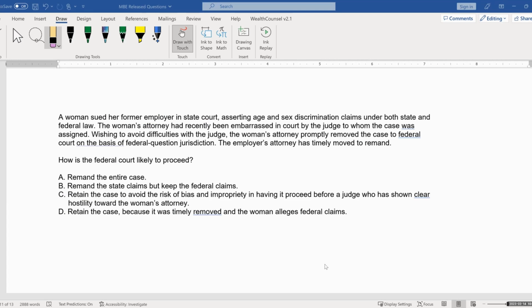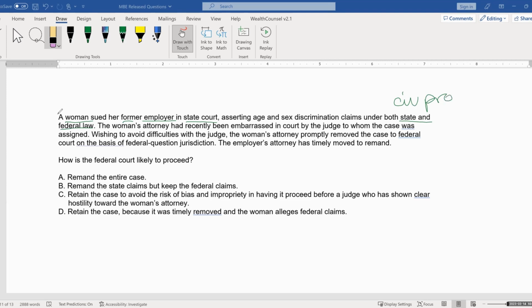Now we will run through the question from top to bottom, starting at the fact pattern. The fact pattern begins, a woman sues her former employer in state court. Things to highlight would be the parties involved. A woman sued her former employer in state court, asserting age and sex discrimination claims under both state and federal law. We're starting to see that this is maybe a CIPRO question.